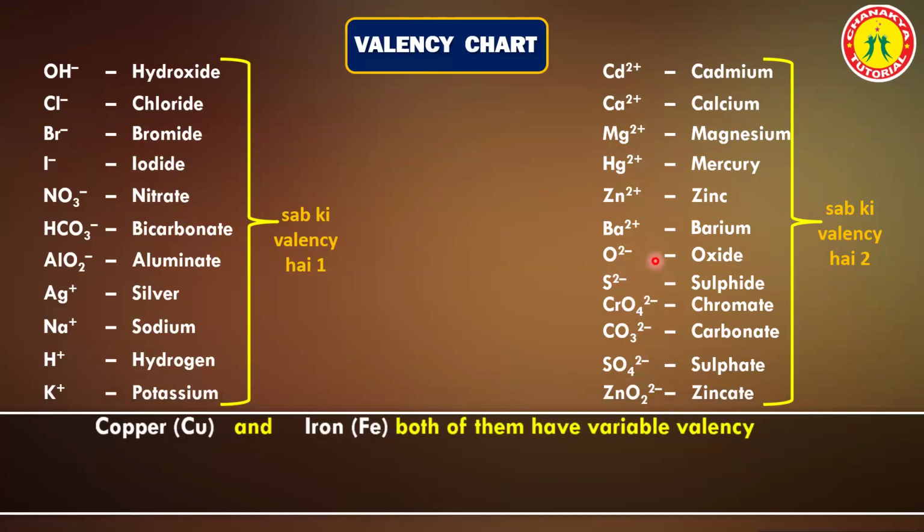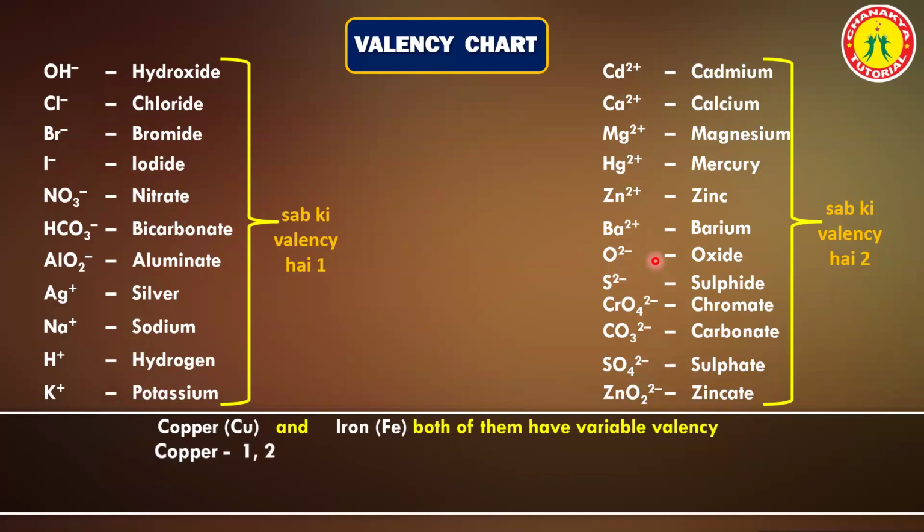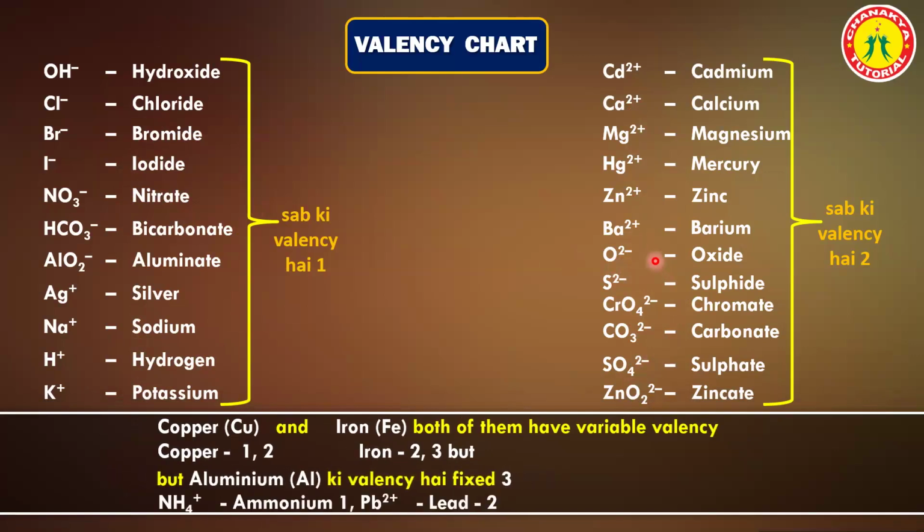Then we have some other examples where there is variable valency. For example, copper can exist in either valency 1 or valency 2, that is Cu+ or Cu2+. Similarly, iron can be Fe2+ or Fe3+. Aluminium has a fixed valency, that is 3.